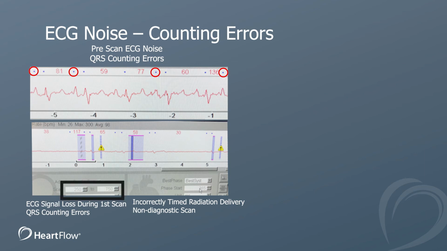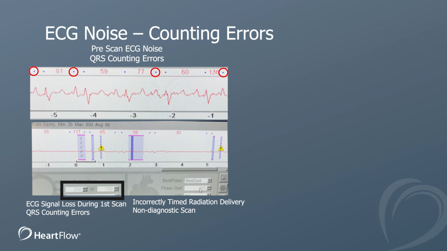It was programmed for 250 to 750 milliseconds after the R wave, but because the R waves were inadequately detected, the radiation delivery was inappropriate. In this case, there was nothing we could do because ECG editing was not available, nor was there appropriate radiation exposure. Of course, the best solution to this problem is avoiding it to begin with.